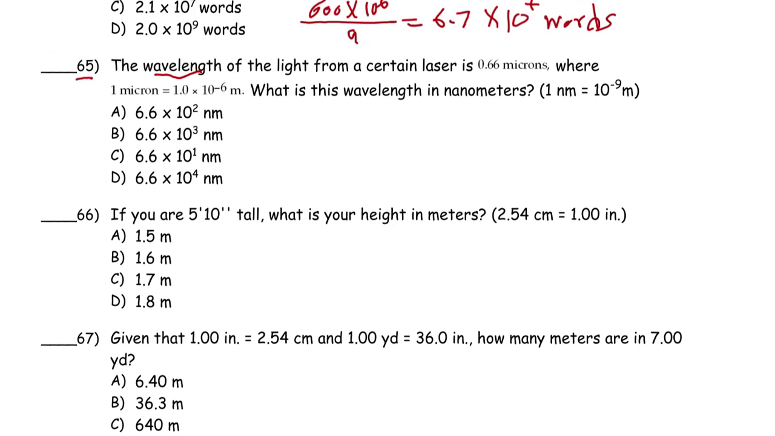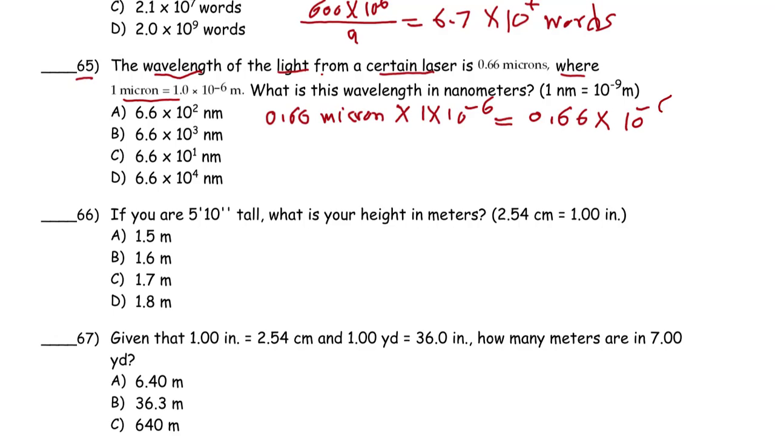65. The wavelength lambda of light from a certain laser is 0.66 micron, where 1 micron equals 1 times 10 power negative 6. So this is 1 micron. If we multiply it by 1 times 10 power negative 6, it equals 0.66 times 10 power negative 6 meter. Okay? What is the wavelength in nanometer?